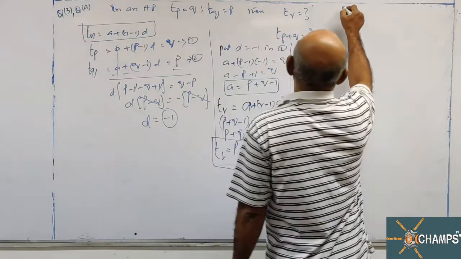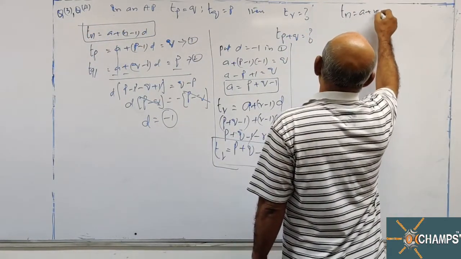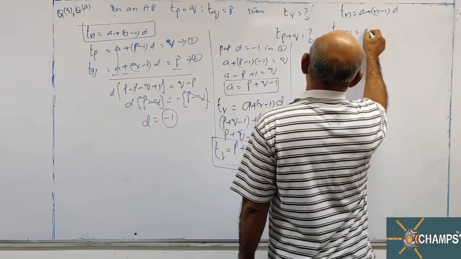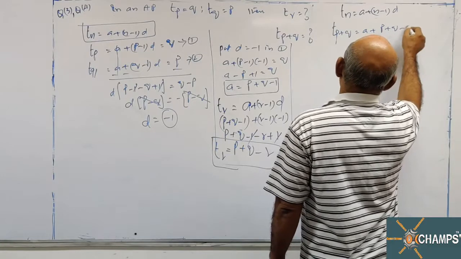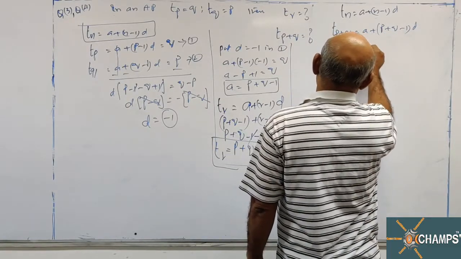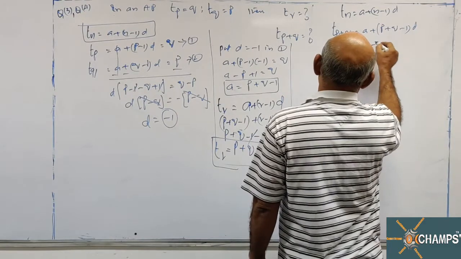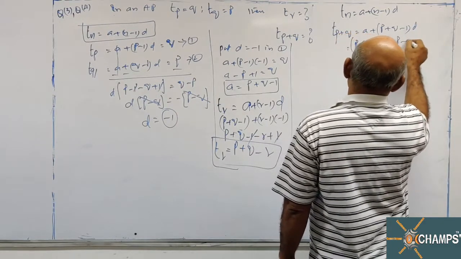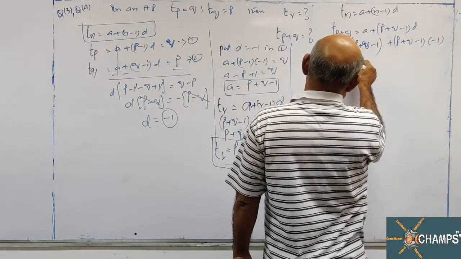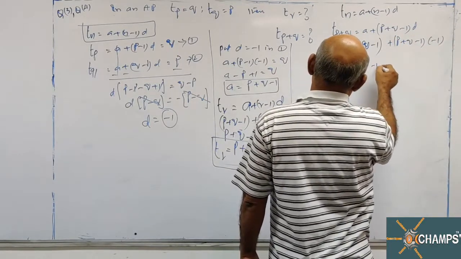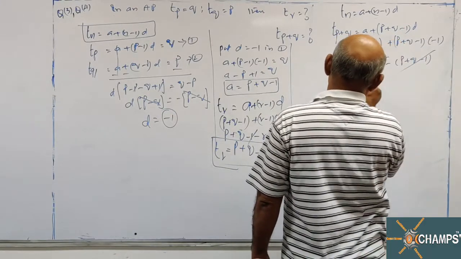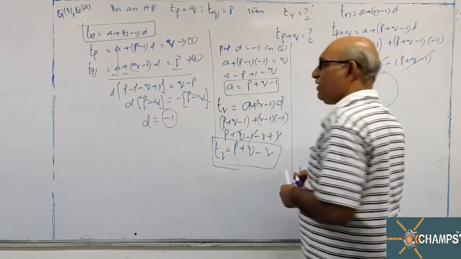Now Tn is equal to A plus N minus 1 into D. T of P plus Q is equal to A plus P plus Q minus 1 into D. A is equal to P plus Q minus 1 plus P plus Q minus 1 into common difference, which is minus 1. P plus Q minus 1 minus P plus Q minus 1 cancel, leaving with 0.